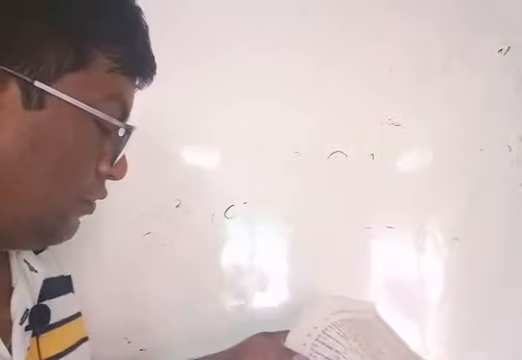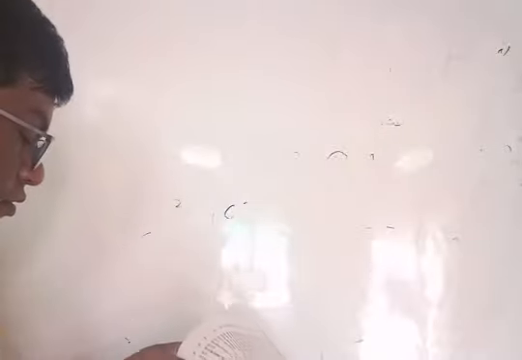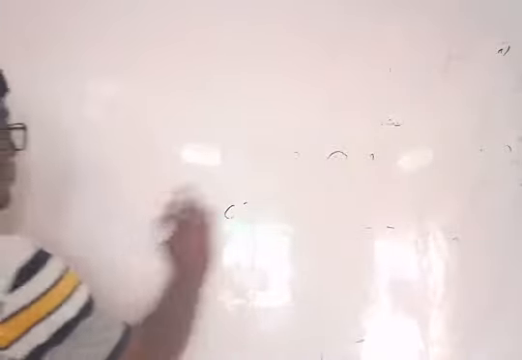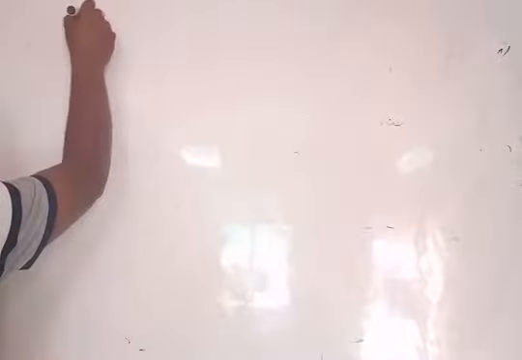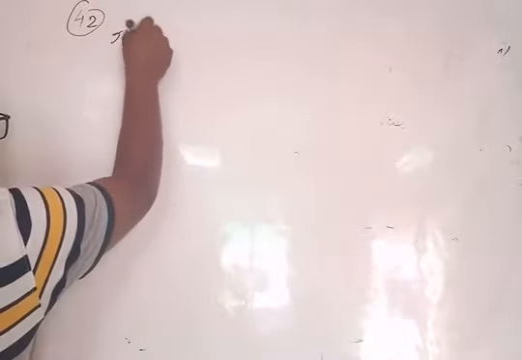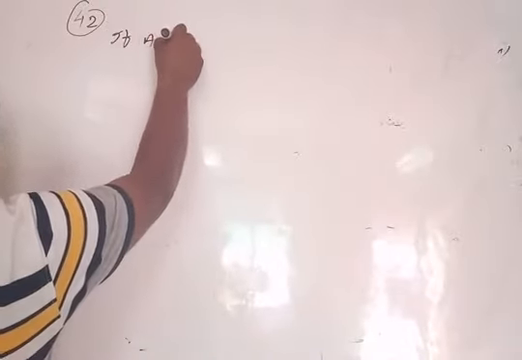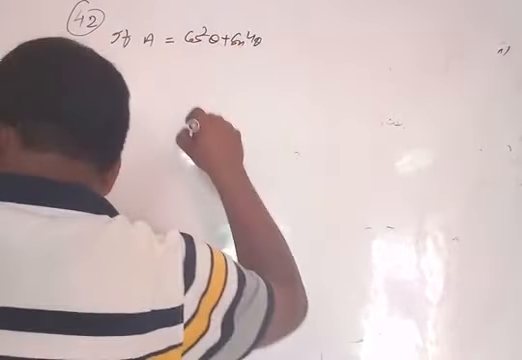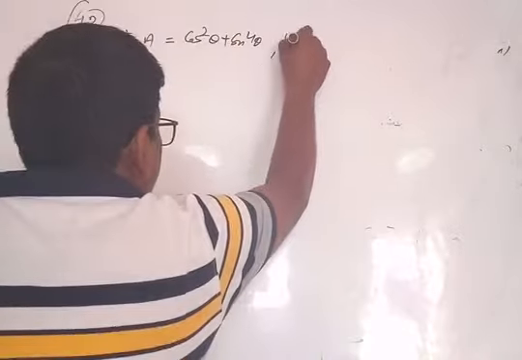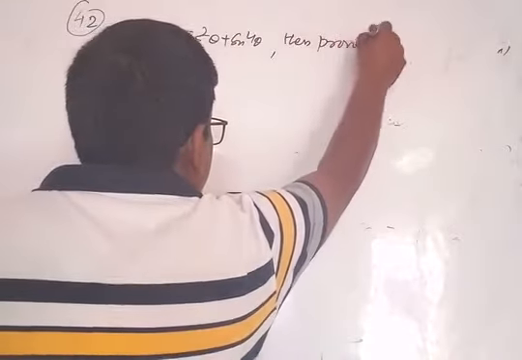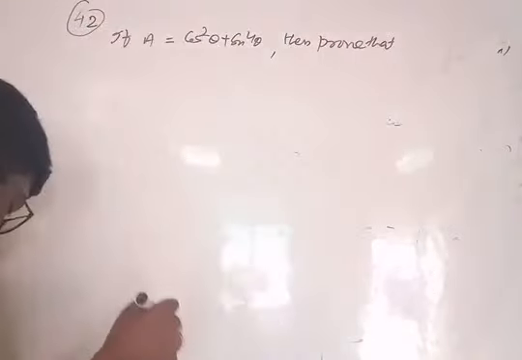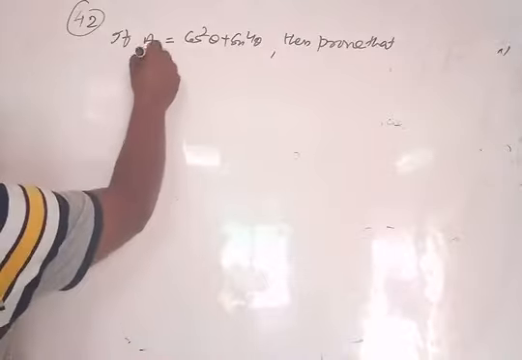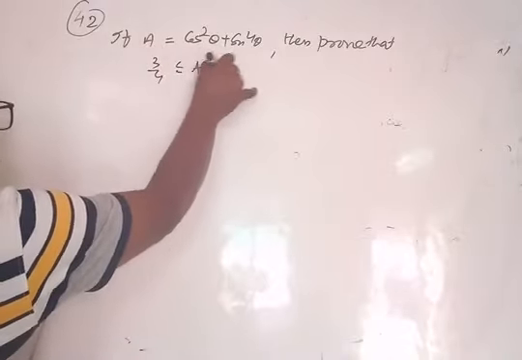Question number 41 is homework for you. Then question number 42. If A is equal to cos square theta plus sin 4 theta, then prove that 3/4 less than or equal to A less than or equal to 1. This is very very important.